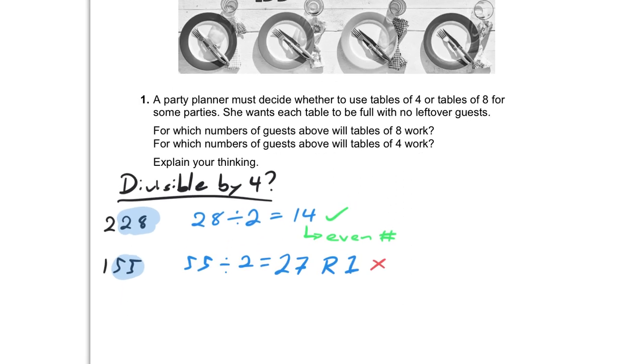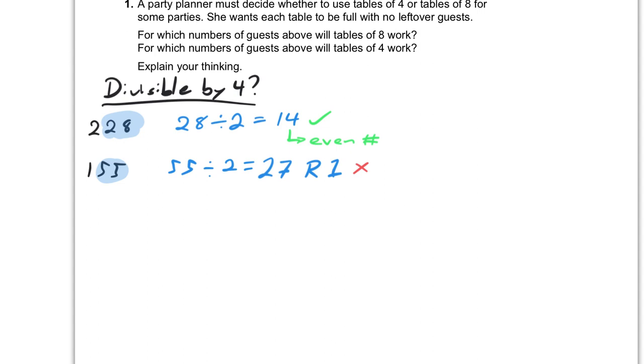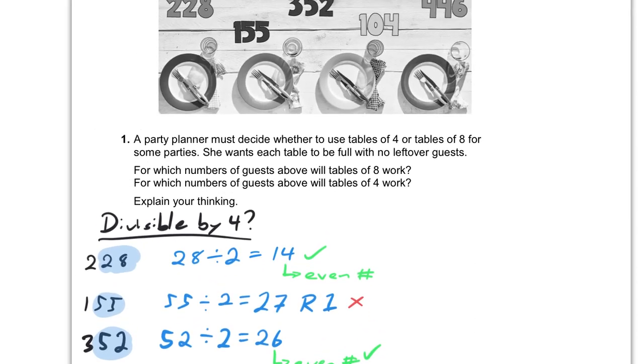It's 352. Okay, so we take 352. We just look at these last 2 digits, and we see if we can divide that by 2. I know that since 2 is an even number, we can divide this by 2. 52 divided by 2 is going to be 26. And if this last number here is an even number, then it is divisible by 4. So we can put a check mark by this one. All right, let's keep going.